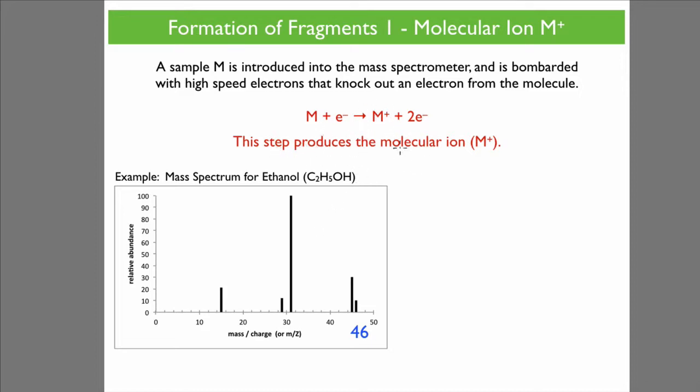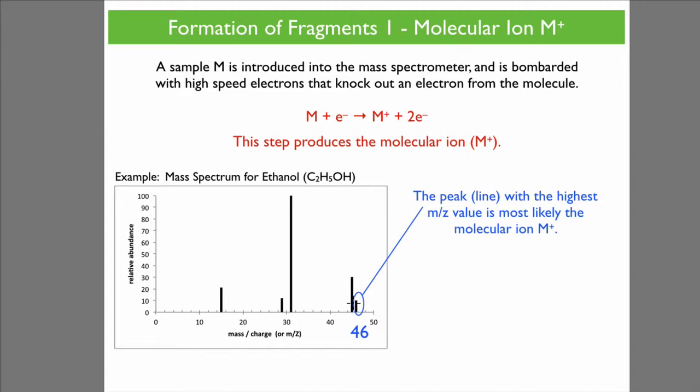This first step produces the molecular ion, M+. So it's just what you started with minus an electron. Here you will have the mass spectrum for ethanol. You can see the first peak is at 46, which is what you'd expect. The peak with the highest m/z value is most likely just the molecular ion, M+.